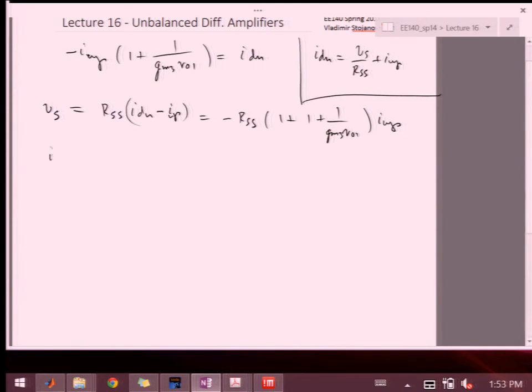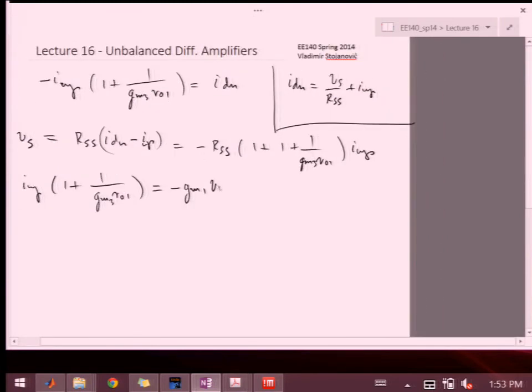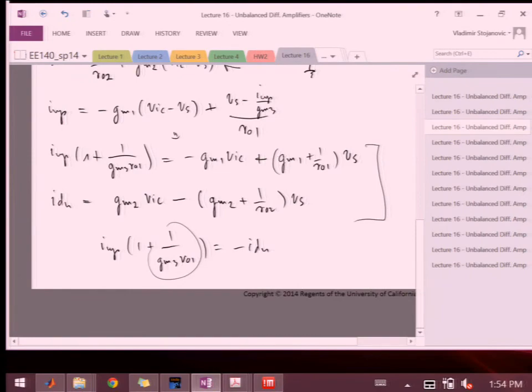So we have that from the previous one, I up times this factor 1 plus 1 over GM3 RO1 is minus GM1 VIC, and now we have the factor that was due to the VS, so that would be minus RSS 2 plus 1 over GM3 RO1, and then times whatever was on the previous page, this factor over here, GM1 RO1.